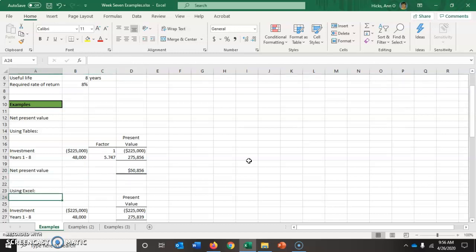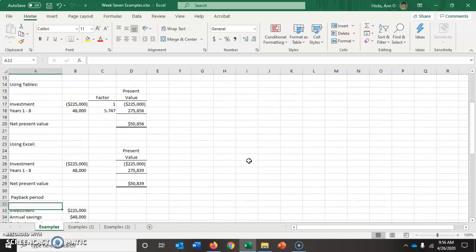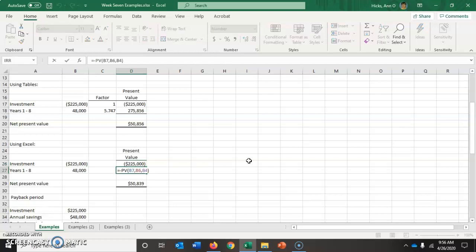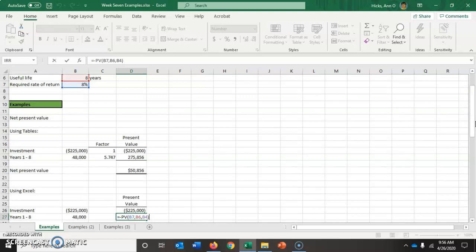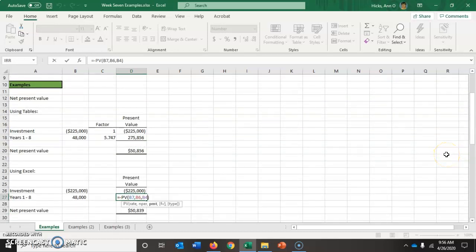Now, let's walk through this using Excel just in case you want to use Excel. Again, the investment is day one, so there is no present value. The 48,000 is an annuity again. So what I did was I substituted in the Excel formula the rate of 8%, the number of periods of 8, and then this is a payment of the 48,000.